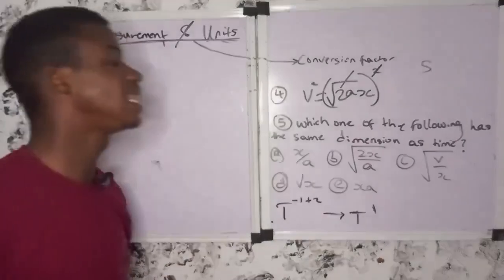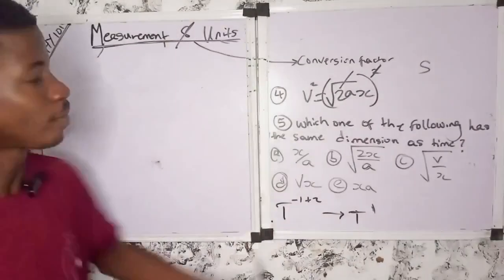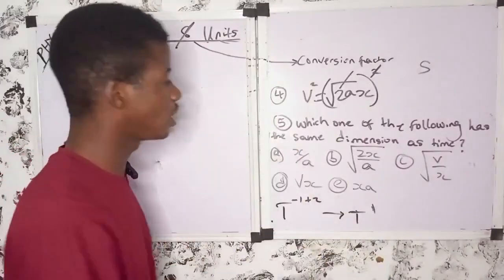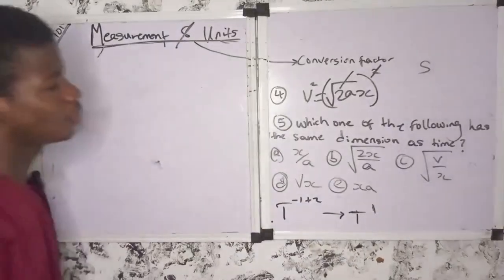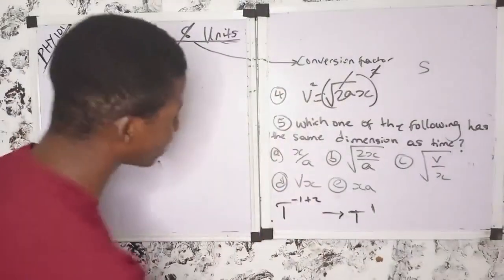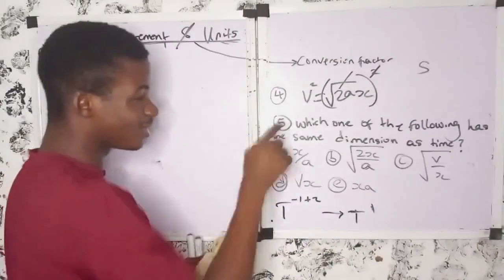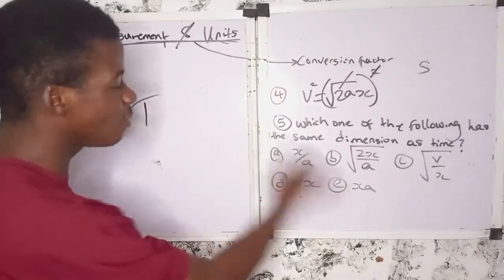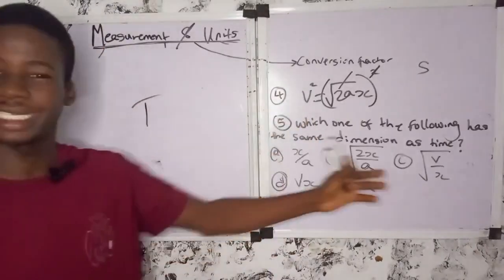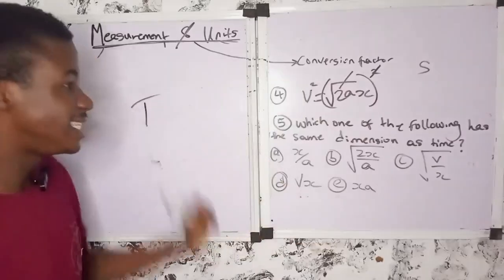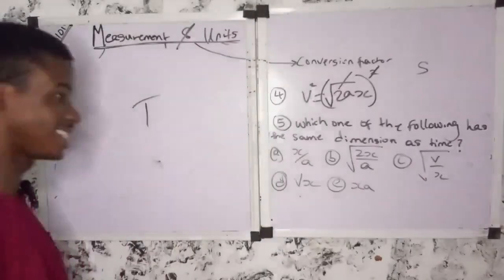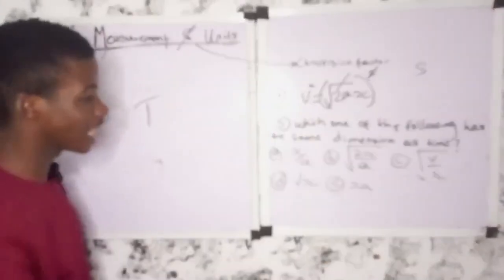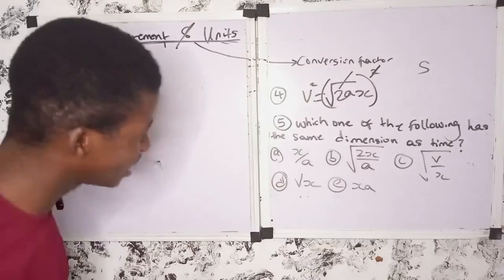Now let's move to the last question under applications of dimension before we move to conversion factor. Which one of the following has the same dimension as time? So we are going to look for each of the dimensions. Remember, the dimension of time is just capital letter T. So we are going to solve for each of them. Any one we arrive with T, you know that equation is the correct one. Let me think. I think I should just fast everything. I cannot just be looking for A, B, C, D, E.